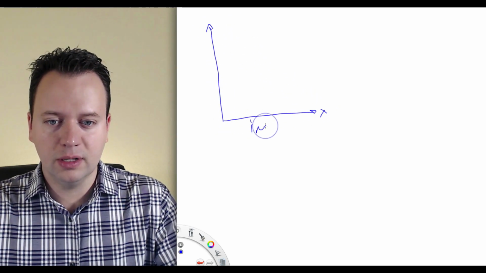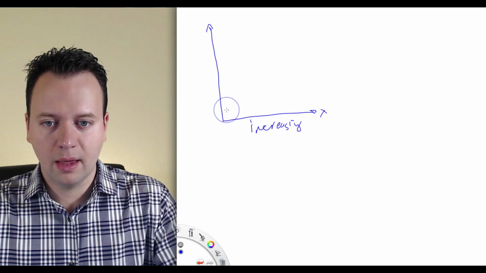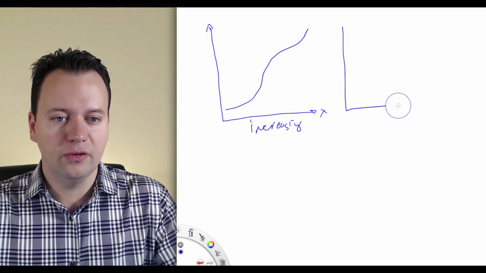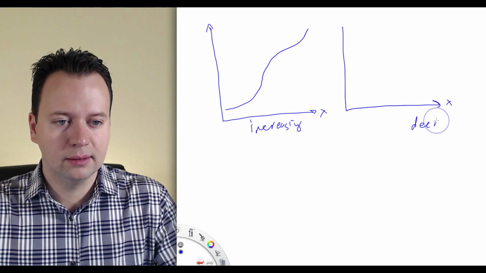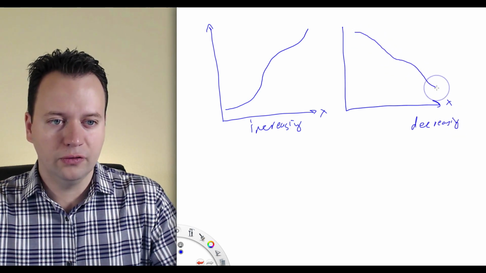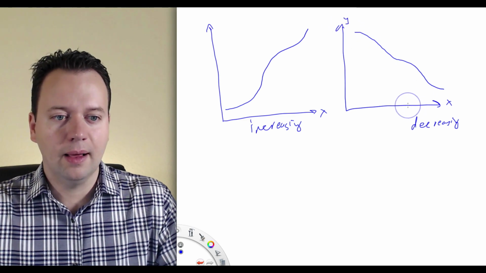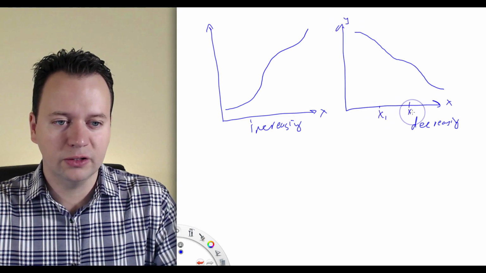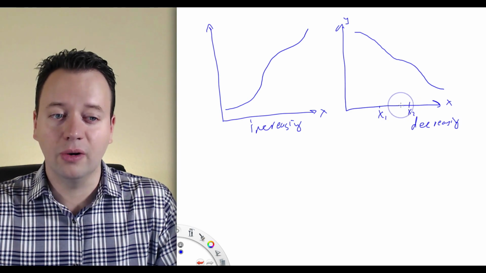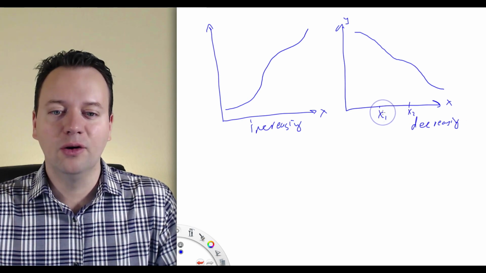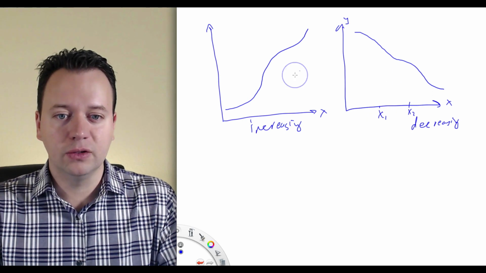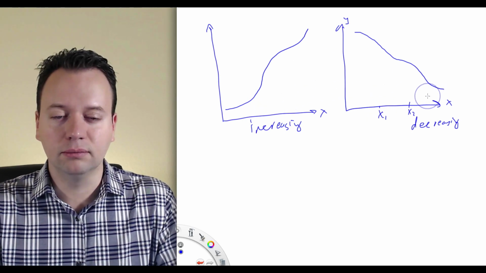So a function is increasing, it's going to look like this. So this is an increasing function. And then when a function is decreasing, it starts high and it's always moving downward. So for a decreasing function, if you have x1 and x2, where x2 is greater than x1, then f of x2 is less than f of x1. For an increasing function, the output at x2 is always greater than the output at x1. So this is the increasing and decreasing.